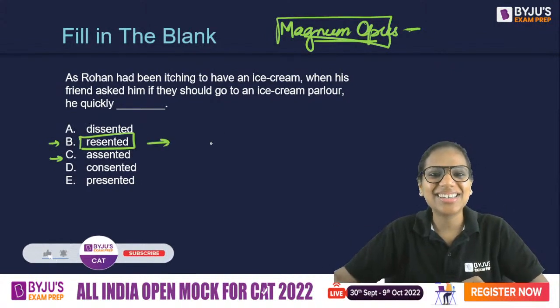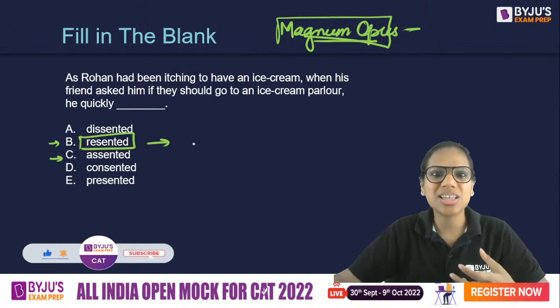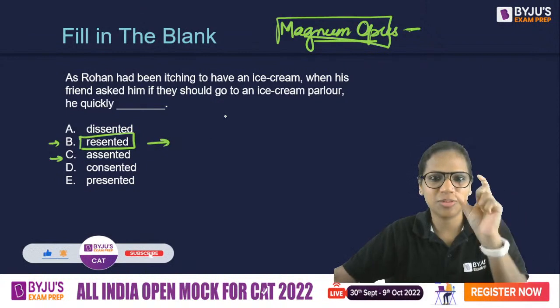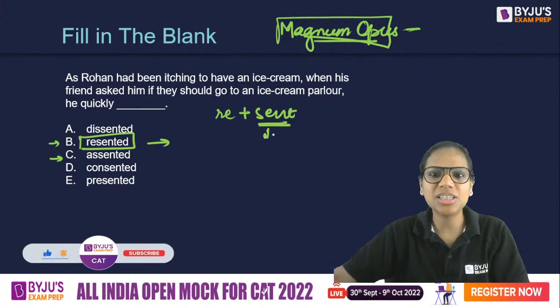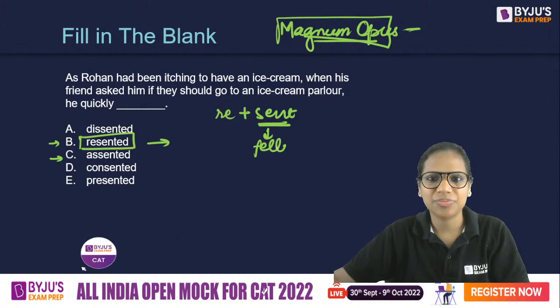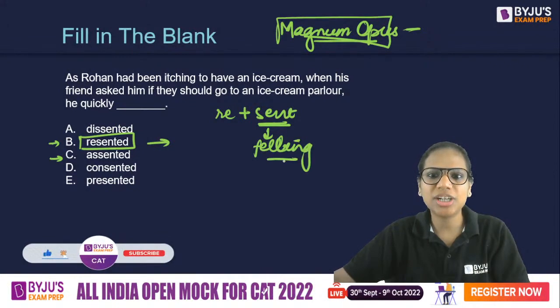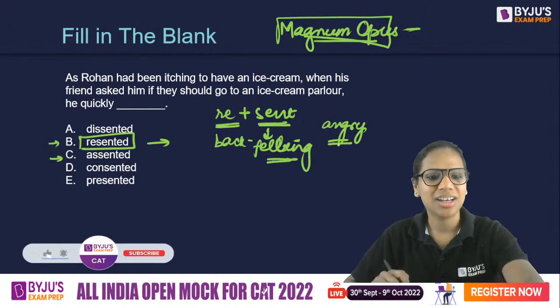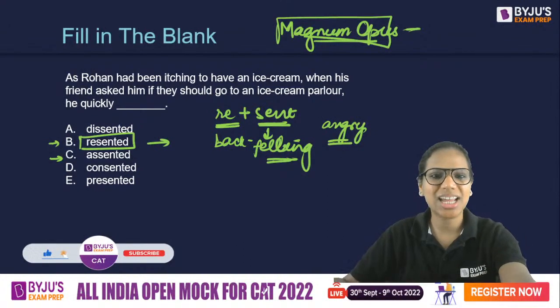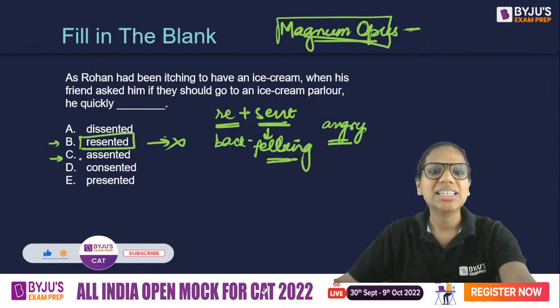Yes, resent. When you resent someone, you are angry with them. If I break it down etymologically for you, sent here means feeling. So you send your angry feelings back towards them in a way when you resent them. Your angry feelings are being sent back to them. So no, he won't resent. It's a negative word. C is the answer.